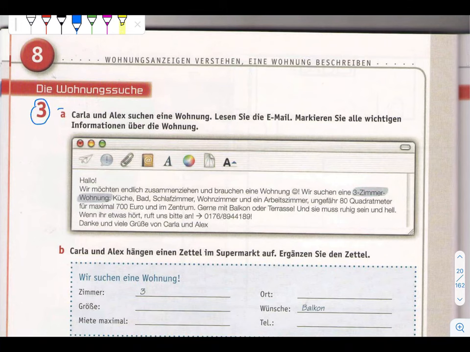Frage Nummer 3a. Carla und Alex suchen eine Wohnung. Lesen Sie die E-Mail, markieren Sie alle wichtigen Informationen über die Wohnung. Okay, I have one question for you. Again, a revision. We'll do one revision of a grammar topic which we already did. Why here is there eine?